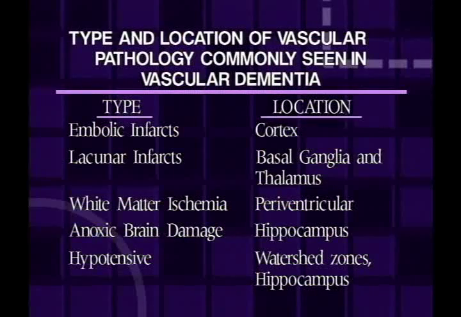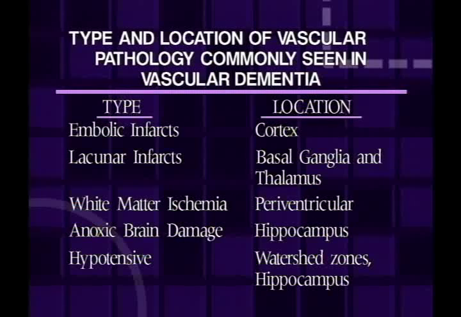Let's briefly review some of the different kinds of strokes and other type of vascular pathology that you can see in the brain. First of all, the most common type of ischemic or vascular damage to the brain are what are referred to as embolic infarcts. A stroke, by the way, is just death of brain tissue. Same thing for an infarct. It's just basically the death of brain tissue resulting from cessation of blood flow. Embolic infarcts are common, often seen in the cortex, in the outer layers of the brain.